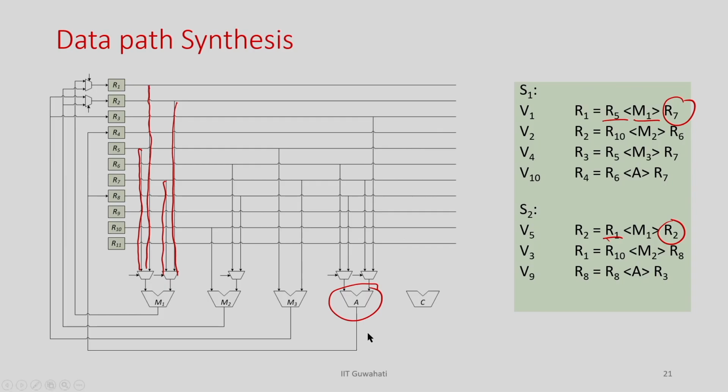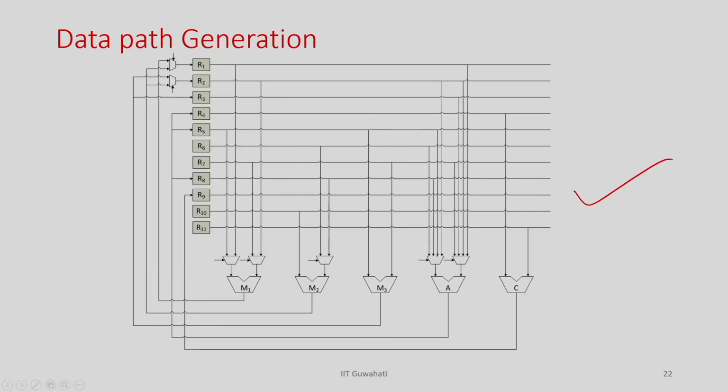So, I need to put these 4 connections. That is why this adder has 4 inputs, but this multiplier is doing only 2 multiplications, and that is why I have 2-input multiplexers. There is some optimization here that I am not going to discuss, but this is how I should make the connections.